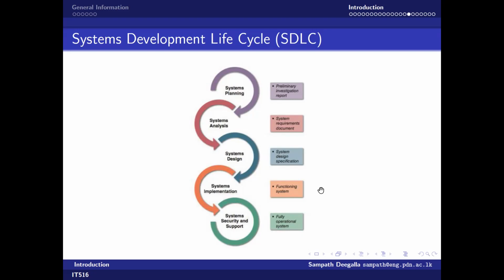Each of these phases has a predefined outcome. For example, in system planning, you have a preliminary investigation report. In system analysis, you have a system requirement document. In system design, you have a design specification. In implementation, you have a functioning system, which is basically the outcome. And once we have the last one, that means security and support, you will have the fully operational system.